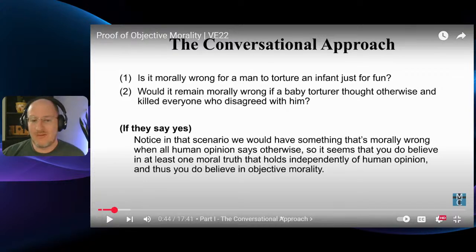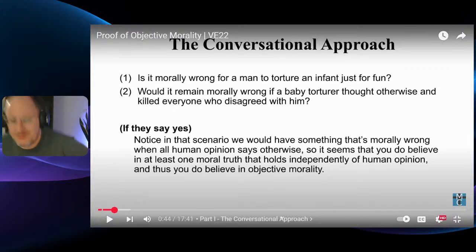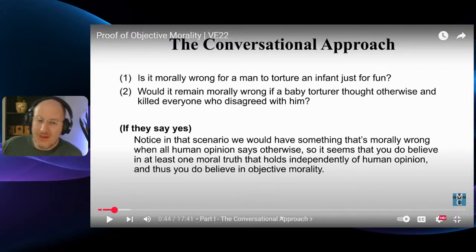So where do I even begin? Let's say you're going through these questions. Is it morally wrong for a man to torture an infant? One second, let me get a drink and get my head working before I start trying to read things. Is it morally wrong for a man to torture an infant just for fun? Yeah, that's morally wrong. That would be my judgment.